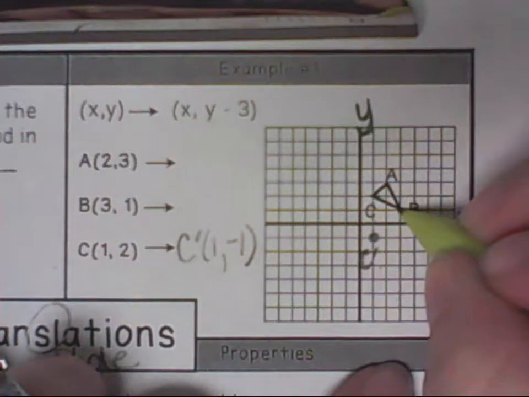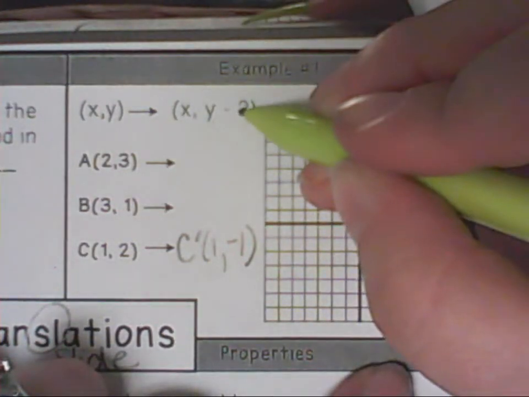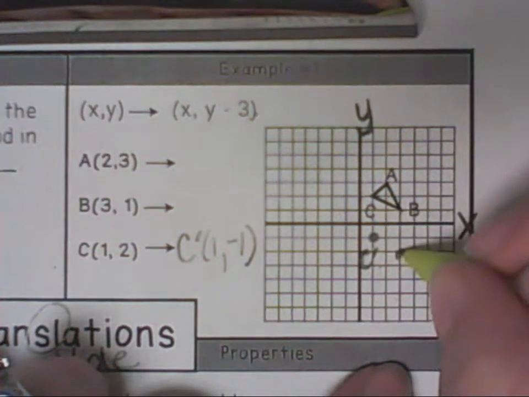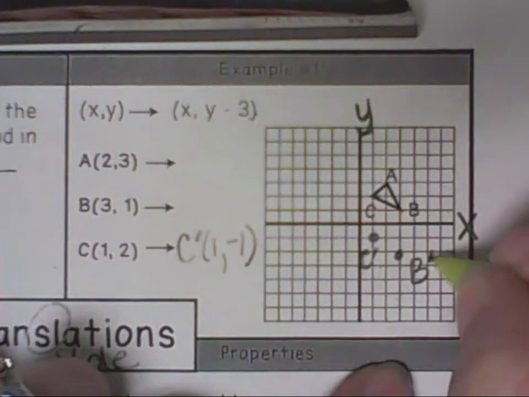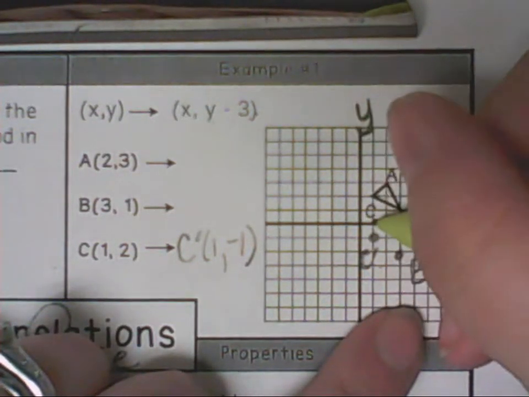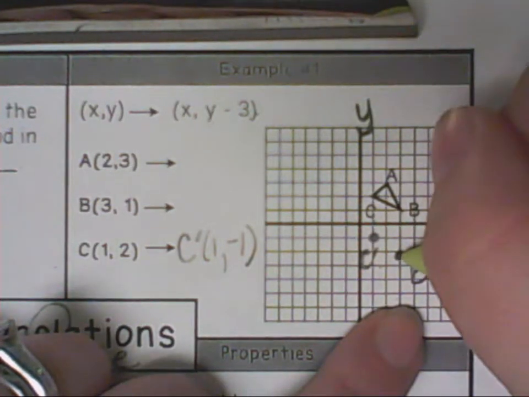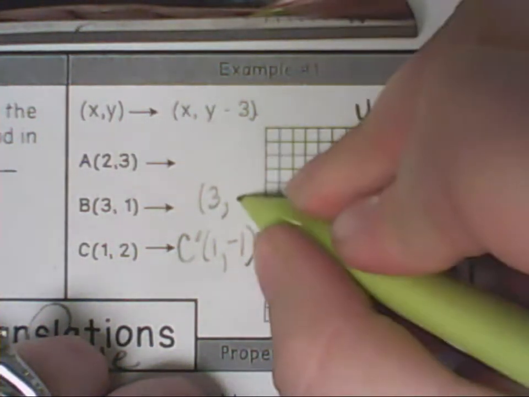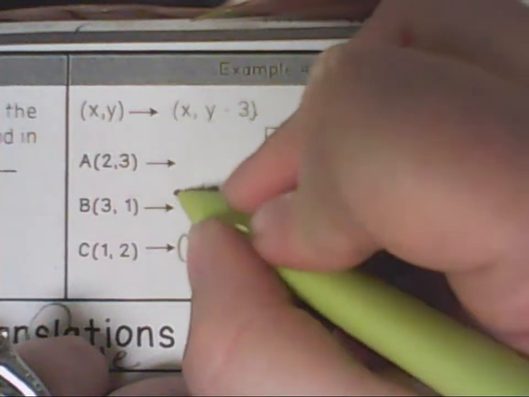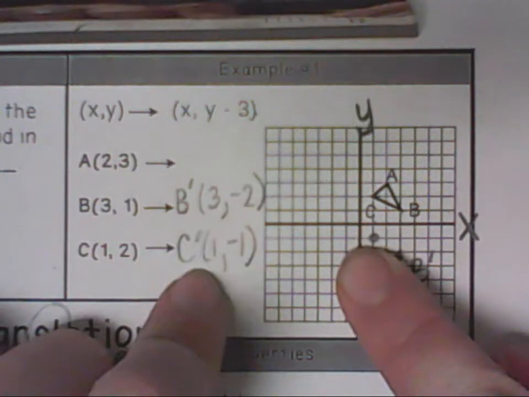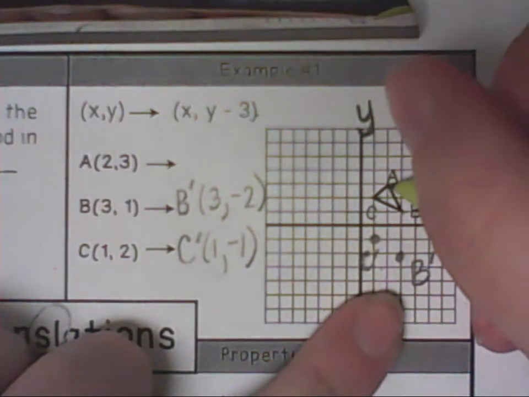Let's do the same thing with B. We're not moving left or right. We're going to move down 3 units. So 1, 2, 3. And there it is right there. We're going to label it B prime because that is the new B point that we moved. And we're going to name it. So name it from the origin. 1, 2, 3. 1, 2. So we walk over 3 in a positive direction, and we go down 2 in a negative direction. And we label that B prime because it has been translated. It has been changed. It has been moved to a new location.